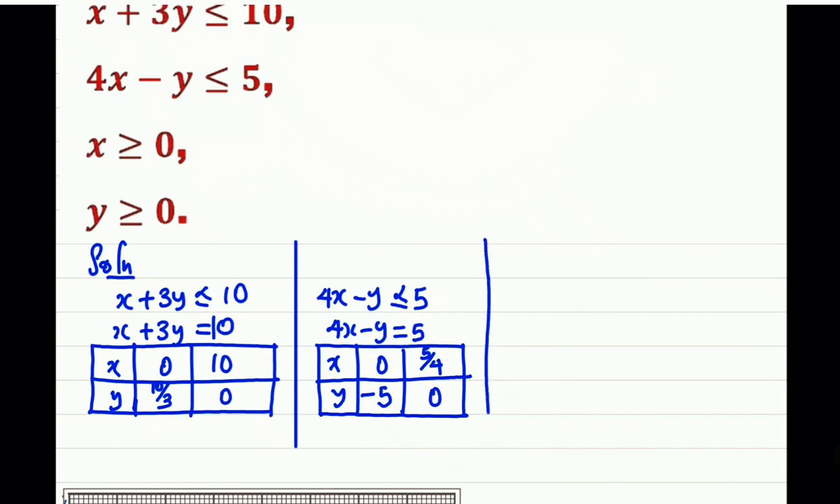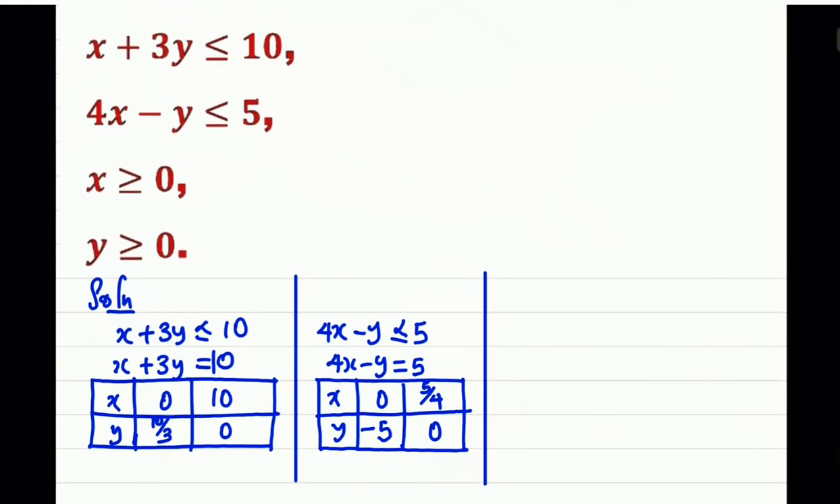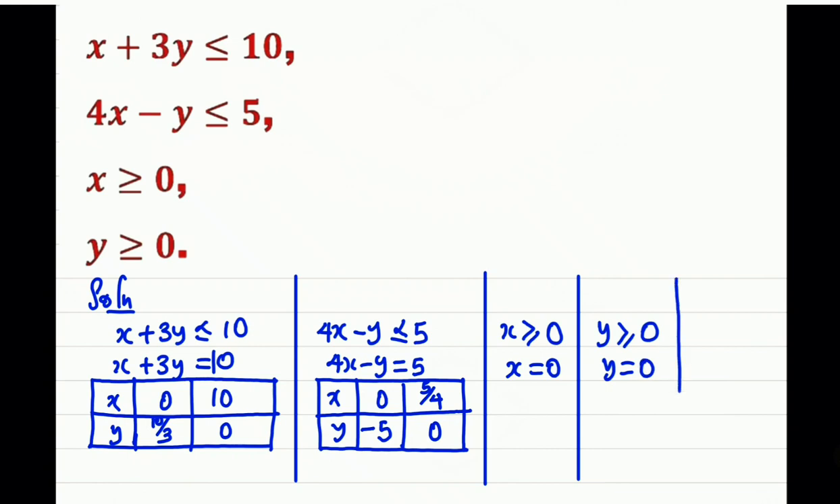Okay, we're moving. The next part is a single variable: x is greater than or equal to 0. So we take x equals 0 so that we can draw the line x equals 0 on our graph. The same thing for y greater than or equal to 0: we have y equals 0 so that we can draw the line on our graph. Okay, that is what we have.